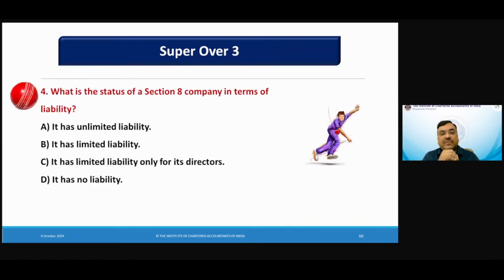What is the status of Section 8 company in terms of liability? It has unlimited liability. It has limited liability. It has limited liability only for directors. It has no liability.